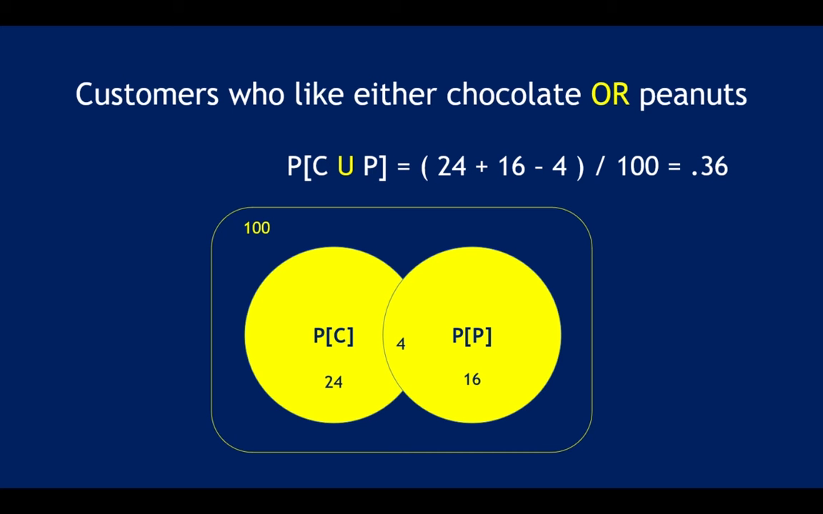The or operation is shown here using this symbol. It's like the letter U. It combines the two areas.